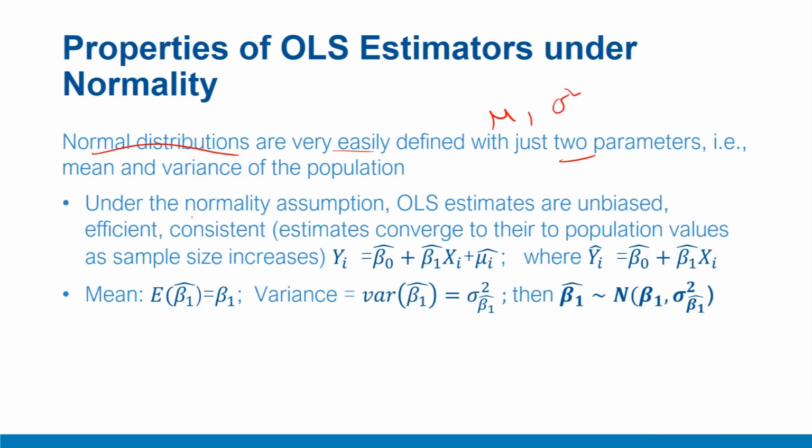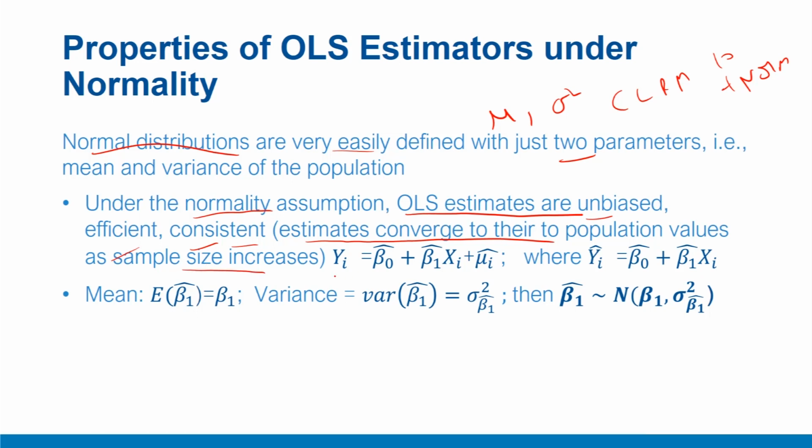Now, as we have made the normality assumption, plus the other classical linear regression model assumptions that we discussed, 10 assumptions plus normality, OLS estimates are BLUE estimates, that is they are best linear, unbiased, efficient and consistent estimates, as we discussed in the previous video. And since they are consistent, these estimates converge to their true population values as sample size increases.